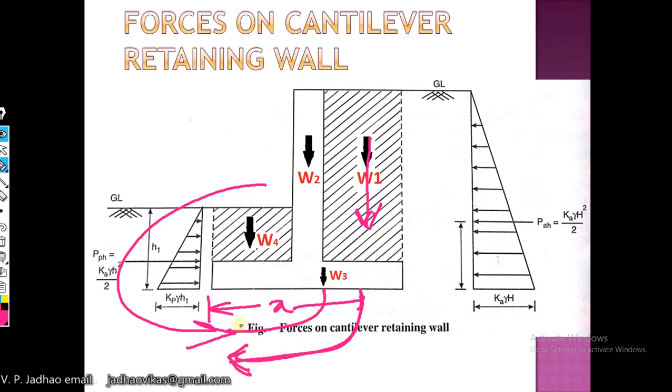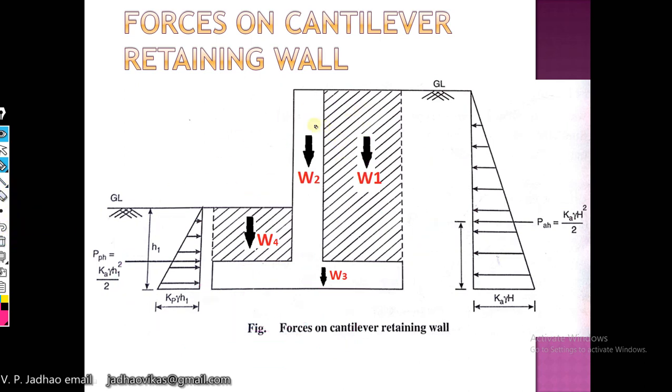W3 will again cause some moment about this point O. So these three, W1, W2 and W3, will be stabilizing forces and will provide the stability. That is, W1 is the weight of the soil mass above the heel slab, W2 is the weight of your stem, and W3 is the weight of your base slab.